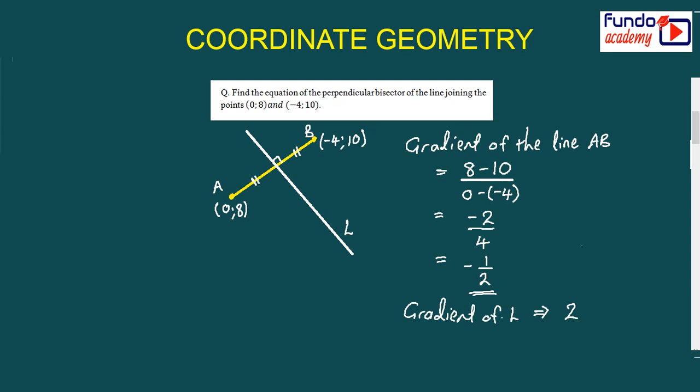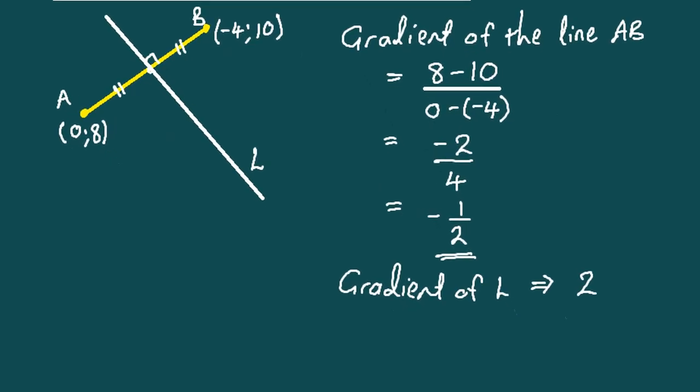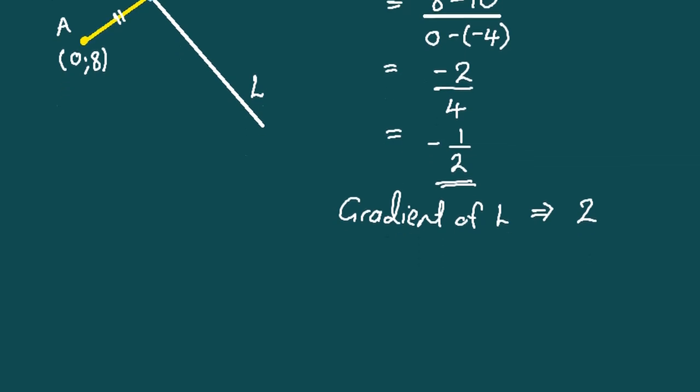So we now have the gradient of line L, and what's left for us is to find the coordinates of any point on line L. The point that we can use on line L is the midpoint of AB. That's the point that we're going to use. So next in line is for us to find the midpoint of AB.